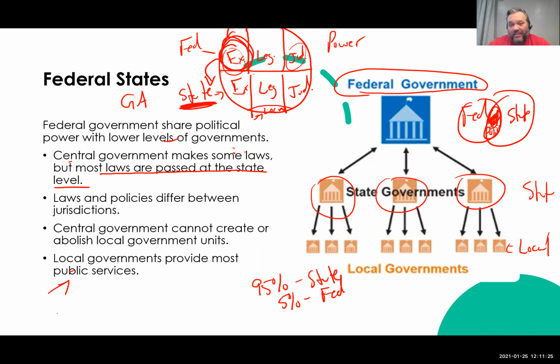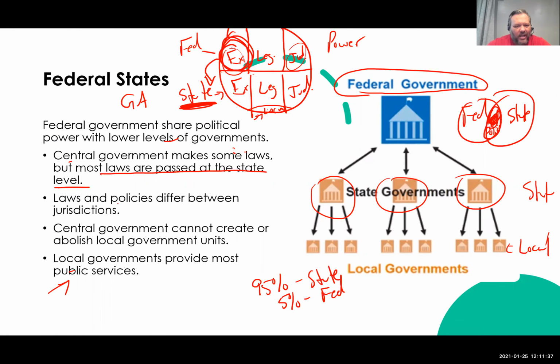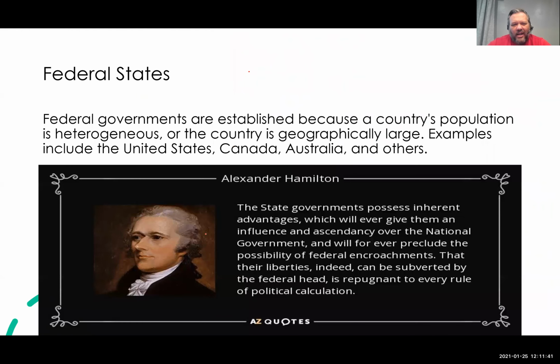If we look at education, local governments are the ones who really do the supplying of education. It's half funded by the local government and half funded by the state. And finally, central governments can't create or abolish local government units. Here's a quote from Alexander Hamilton, who became popular after the play.